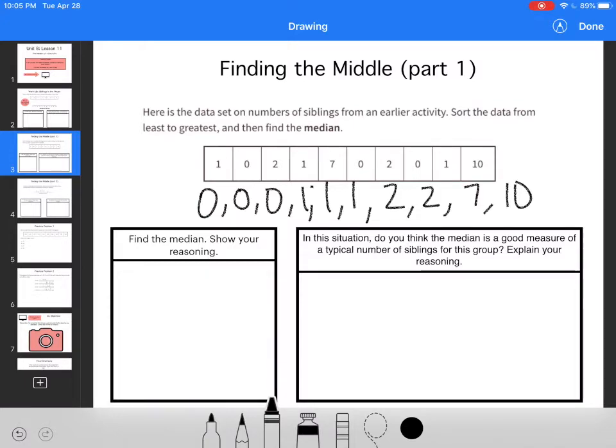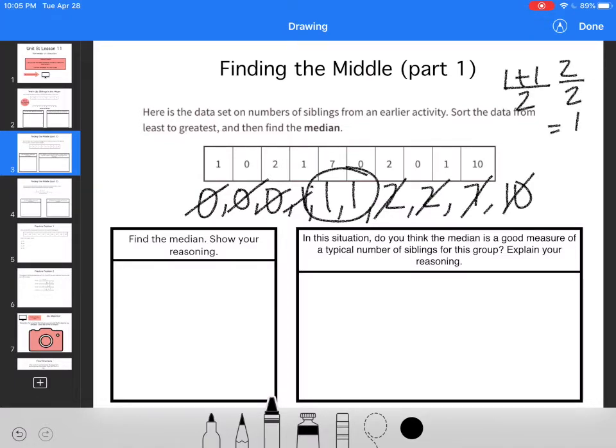So then it says find the median, show your reasoning. So I'm crossing out on each side. So I have 2 numbers in the middle, and when you have 2 numbers in the middle, you add them together and you divide by the 2. So 2 divided by 2 is 1. So what's my median? 1.